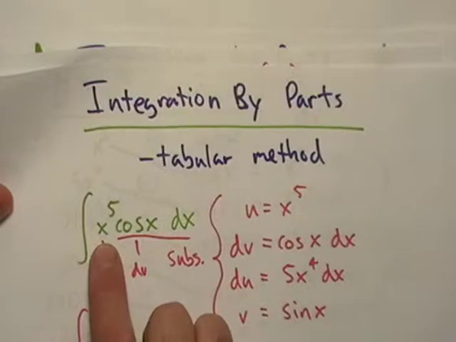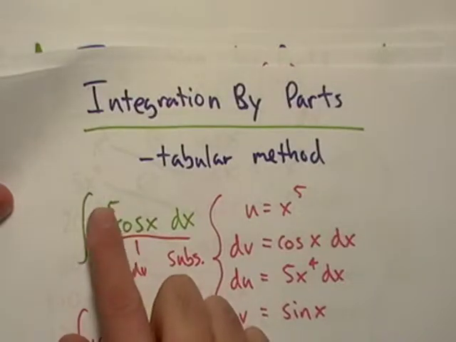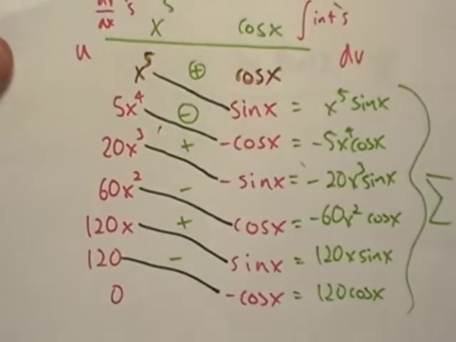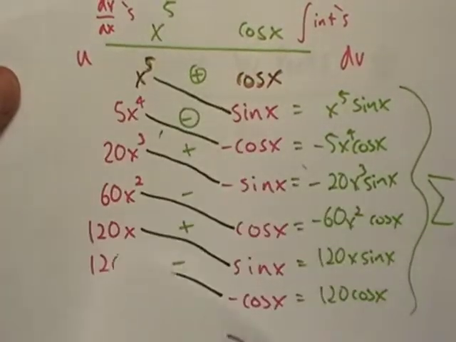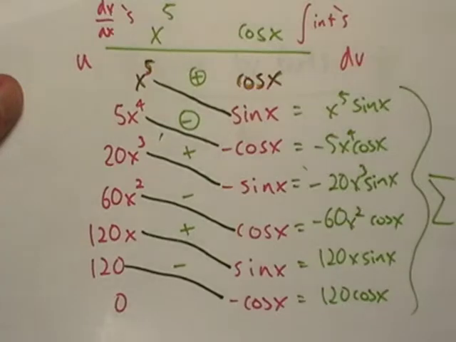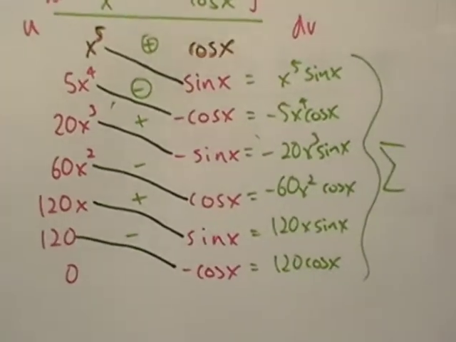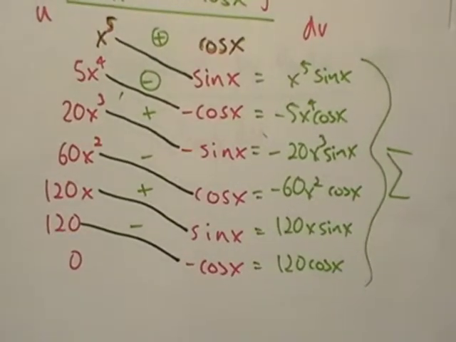We use integration by parts, and eventually this x to the fifth goes away, and we showed that by doing this. So with repeated use of integration by parts, eventually the x goes away, it goes down to a constant or a zero, and then we can just sum up all the terms, and that's our answer.